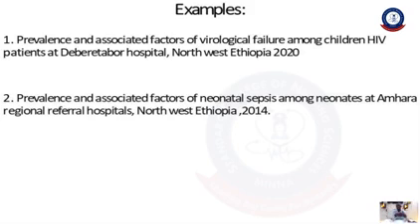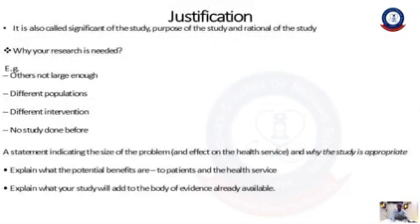Then we go to justification. If you want to carry out a research, you must have a justification. You must give reason why you want to venture into such studies. It is also called the significance of the study. It is also called the purpose of the study and rationale of the study. Why your research is needed. That is just what justification is all about. That is the essence of justification.